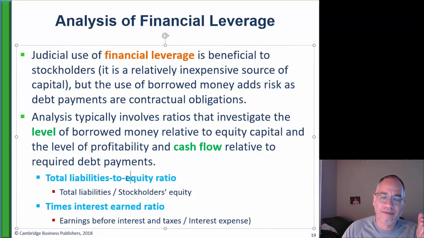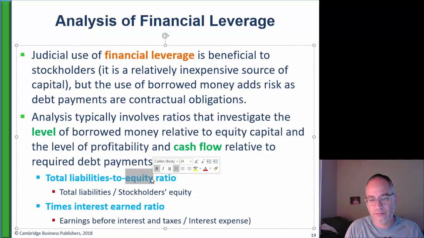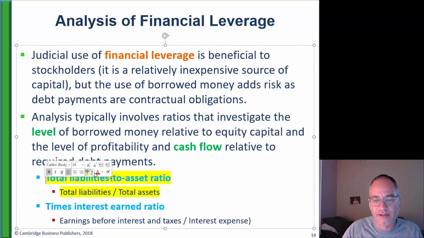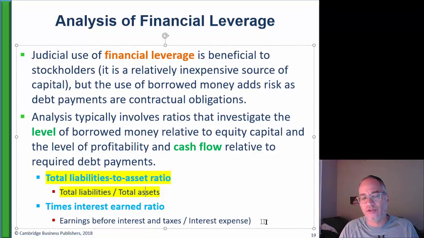I kind of like the liability to asset ratio: total liabilities divided by total assets. I happen to like this ratio, which isn't in the slides, but I'll share it with you anyway. I like the times interest ratio too. That's earnings before interest and taxes divided by interest expense. What it says is how many times over could you pay your interest expense?